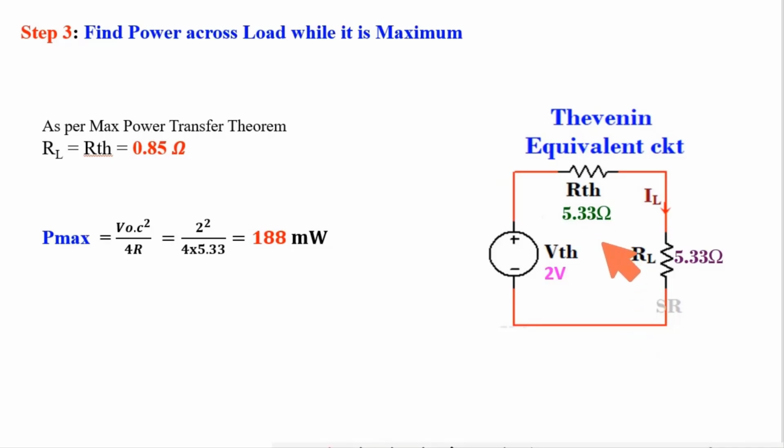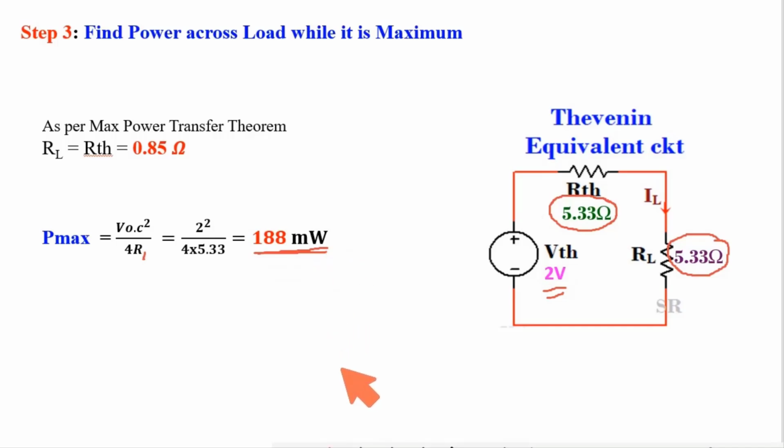To get maximum power at load, the value of load will be equal to RTH. So see, the load resistance is 5.33 and this is Thevenin voltage. Using the formula, Pmax is equal to open circuit voltage squared divided by 4 into RL. So ultimately putting the value, I got 188 milliwatt. This is maximum power at load.